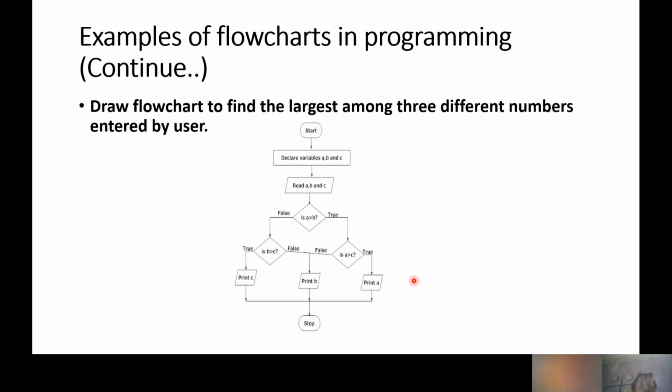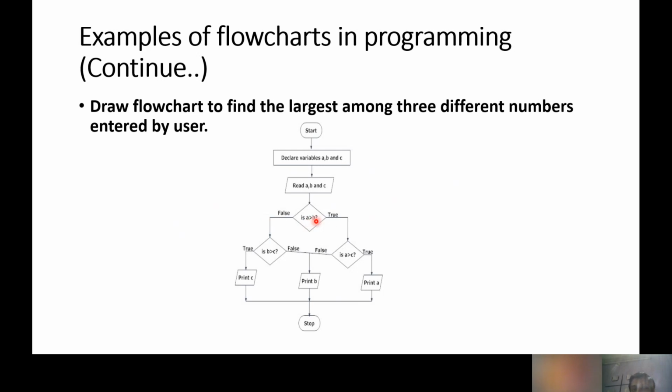Now draw the flowchart to find the largest among three different numbers, right? So again we need to start with start and stop, and declare variables a, b, and c, right? Now read the values for a, b, and c. Now compare, is a greater than b or not? If yes, then true. If no, then false.